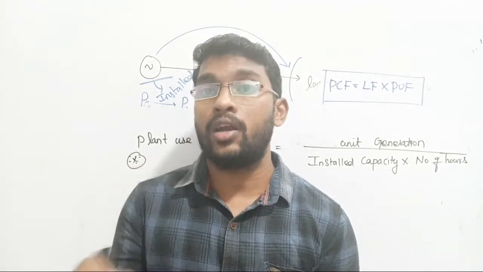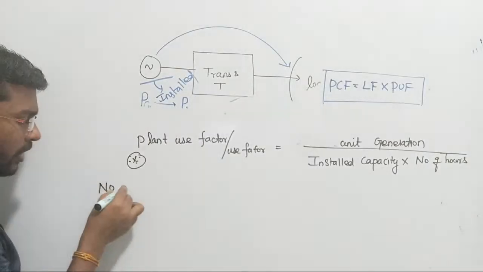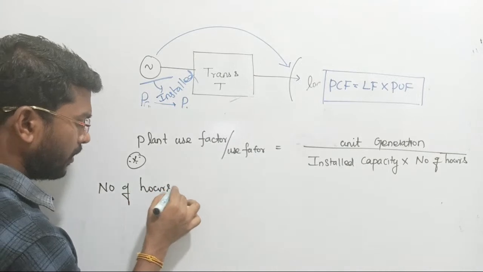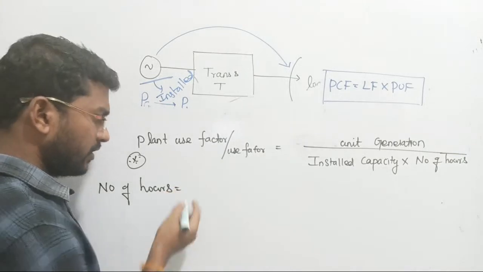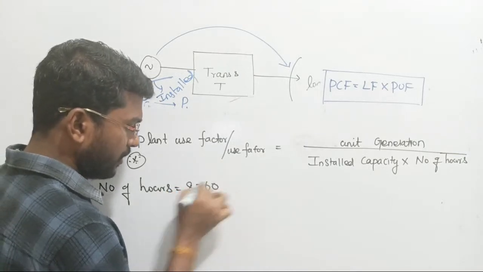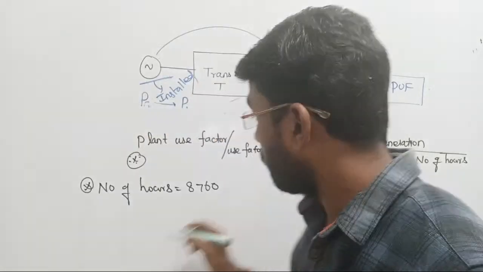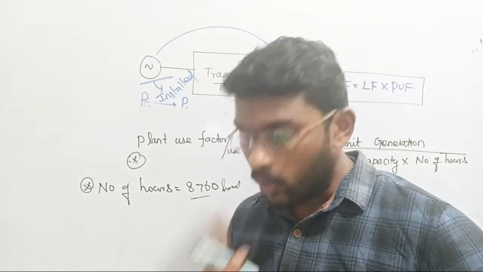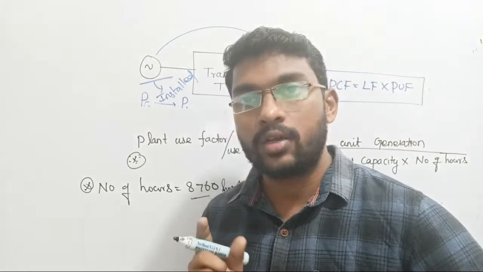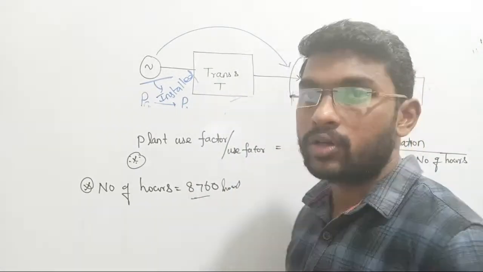For example, over one year, how long have you used the alternator? One year is 365 days into 24 hours, so we get the total number of hours per year. I think, wait a minute, that is 8760. I didn't remember, just make a note of it, that is 8760 only. So the total number of hours per year is 365 into 24. What do you mean by 24? In one day we are using 24 hours. Then for 365 days, we have 365 into 24. We get 8760 hours per year.